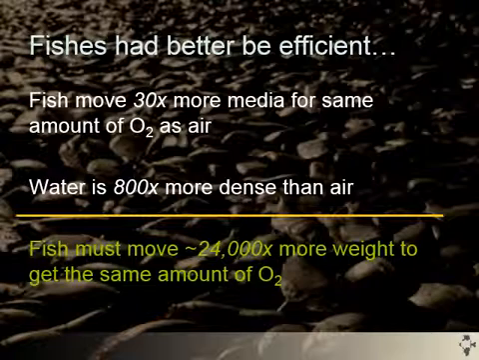And again, understanding that water is 800 times more dense than air, fish are going to have to move about 24,000 times more weight in respiratory medium, in water, to get the same amount of oxygen at their respiratory structure, at their gills, relative to what we have to do to get air across our respiratory structures or our lungs.